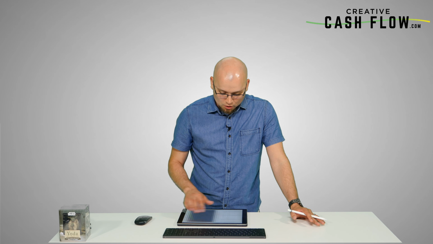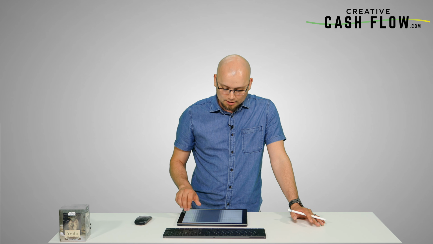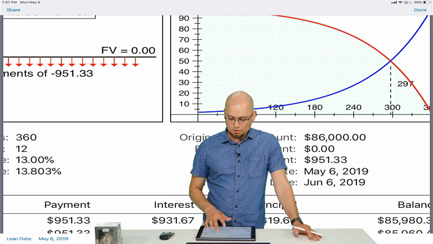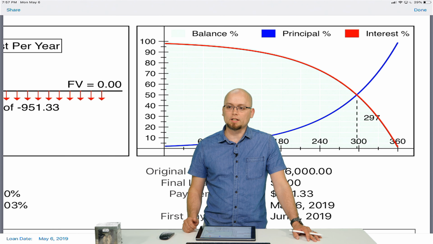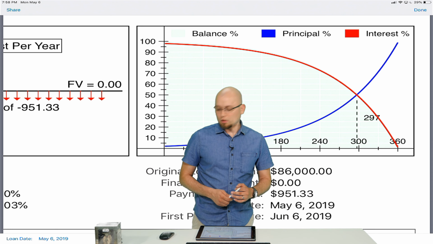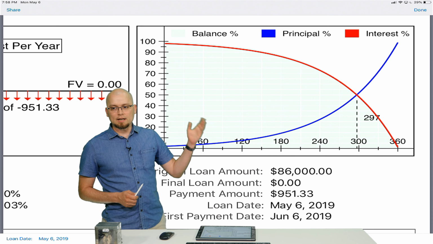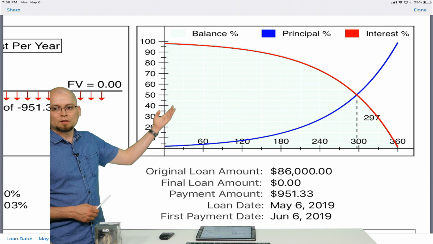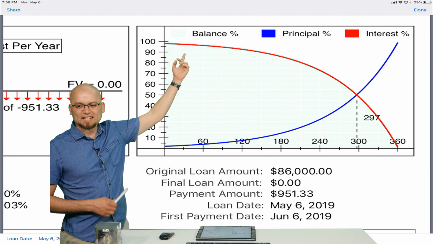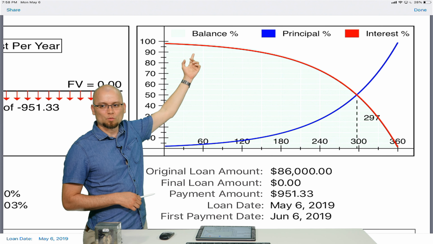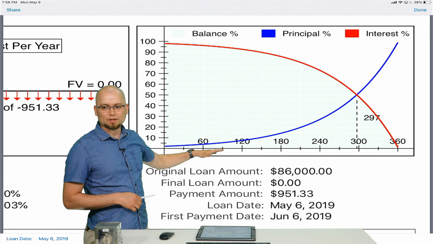The way that these things work, let's scroll all the way back here, and I'm going to show you the amortization schedule in case you've never seen the graph before. So this is what an amortization schedule looks like. What we can see here is this blue line right here, at the beginning, 100% almost of the payment is going towards interest. Barely anything is going towards principal.